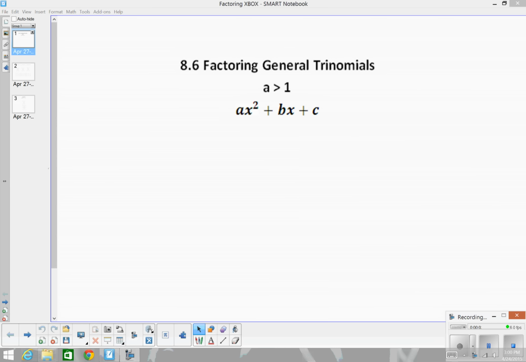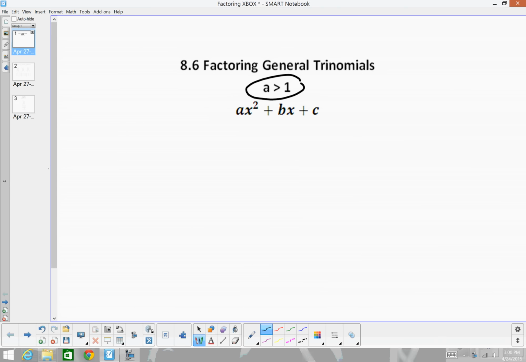All right, welcome back. Today we're going to be talking about 8.6, factoring general trinomials. Now, last section we dealt with factoring trinomials, but this one is a little bit different. Here we're dealing with when the a value is greater than 1. So what does that mean?